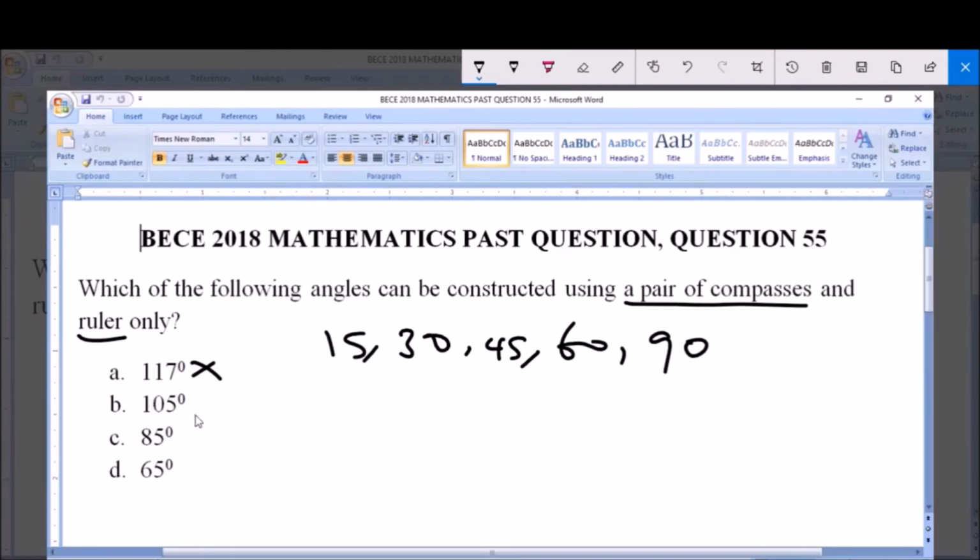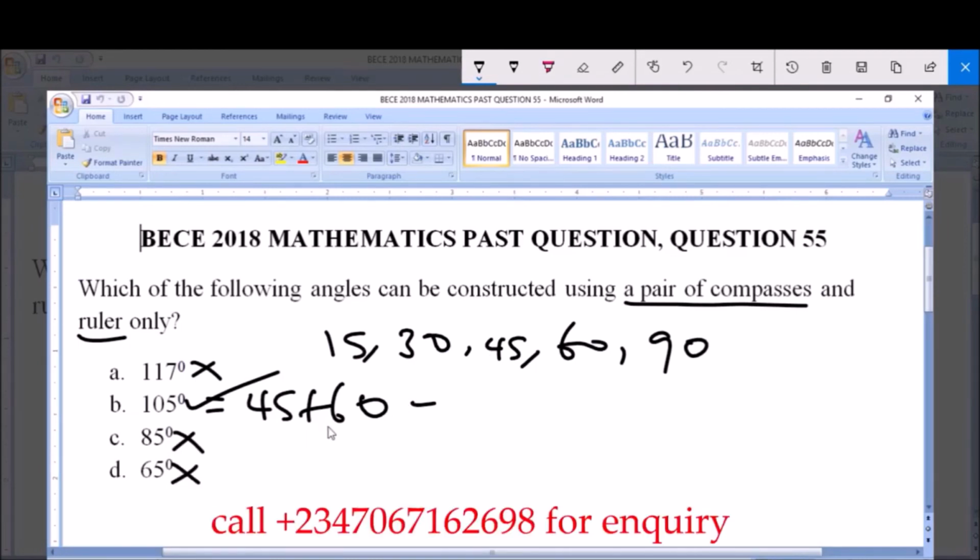Now B here says 105 degrees. Now 105 degrees can be gotten by summing 45 degrees plus 60 degrees. So therefore it can be constructed using a pair of compasses and ruler only. Now angle 85 degrees can also not be gotten from any of these, so it is wrong. Likewise 65 degrees cannot be gotten from summing any of these, so it cannot be constructed with a pair of compasses and ruler only.